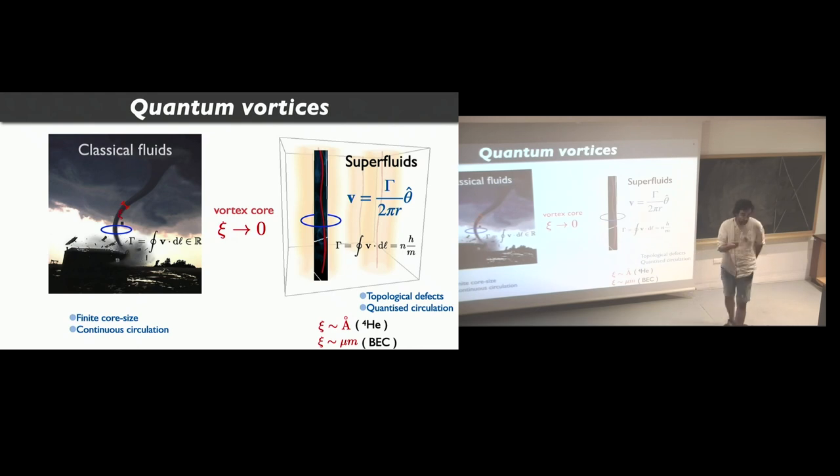So the way one should think about a quantum vortex, if you are coming from fluid dynamics, is to say, okay, you take the core size of this vortex and you take it to zero, keeping circulation constant. From the fluid point of view, that gives you a velocity that decreases like 1/r around the vortex. We know this is more important than that. Circulation is quantized, and actually these are topological defects. As we said, it's typically an Angstrom in helium, and depending on the setting in a BEC, it could be of the order of micrometers.